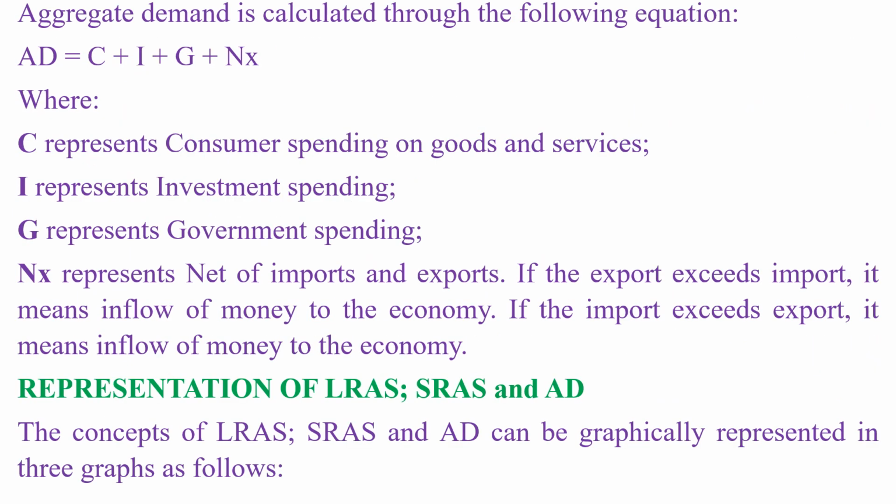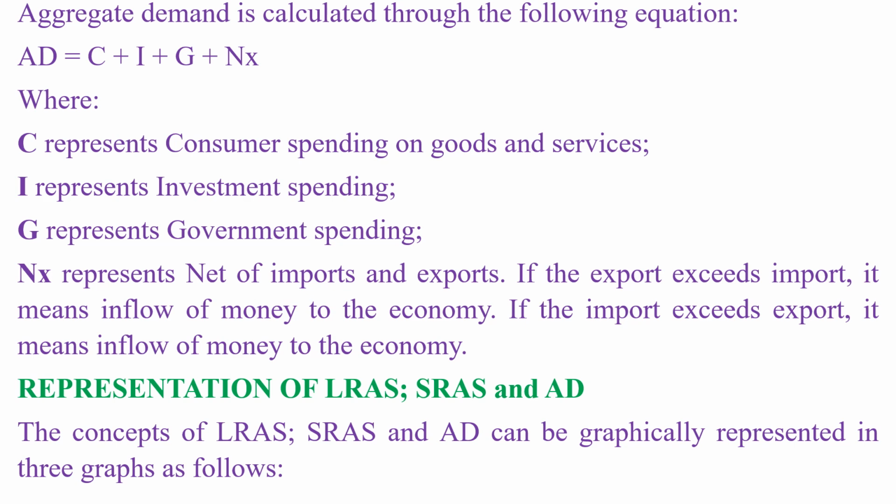Aggregate demand is calculated through the following equation: AD equals C plus I plus G plus NX, where C represents consumer spending on goods and services, I represents investment spending, G represents government spending, and NX represents net of imports and exports. If the export exceeds import, it means inflow of money to the economy. If the import exceeds export, it means outflow of money from the economy.